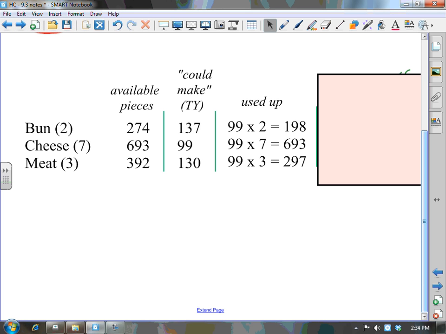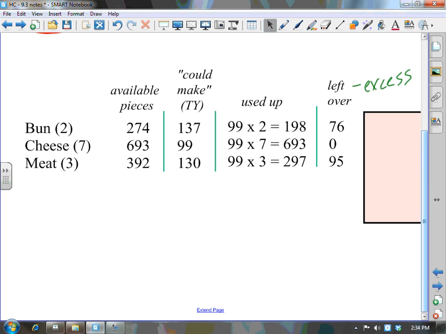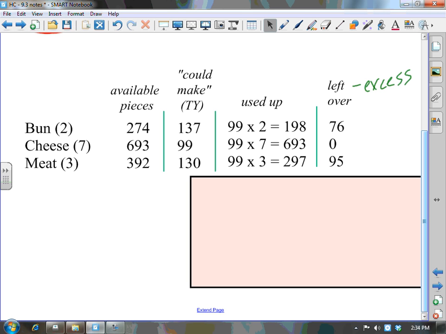So we're going to have a limiting reactant. The cheese runs out first, but we're also going to have leftover. Right? We're going to have some leftover bread. We're going to have some leftover meat. These are what we call excess reactants. We have extra chemical left over.